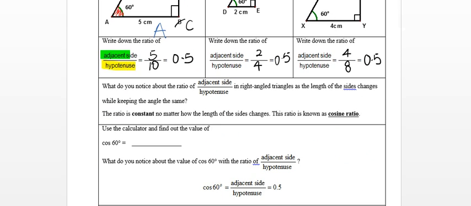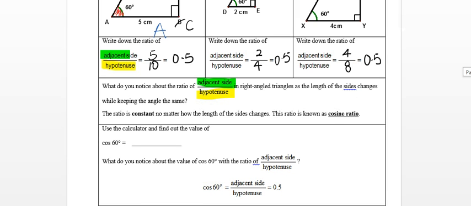What do you notice about the ratio of the adjacent side over the hypotenuse in a right-angled triangle as the length of the sides changes while keeping the angle the same? This ratio, adjacent over hypotenuse, is constant no matter how the length of the sides changes. This is known as the cosine ratio.